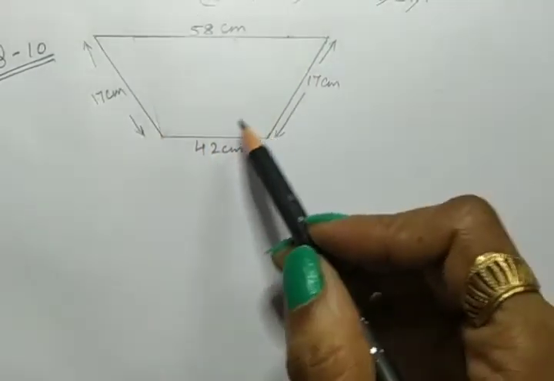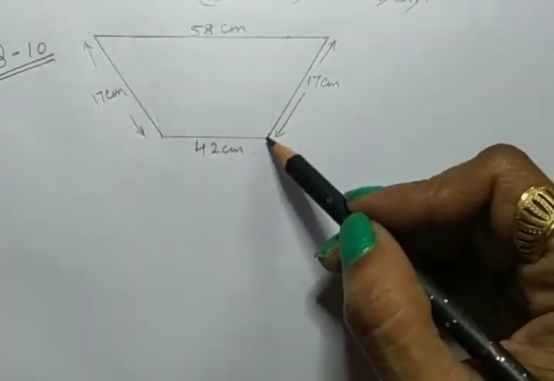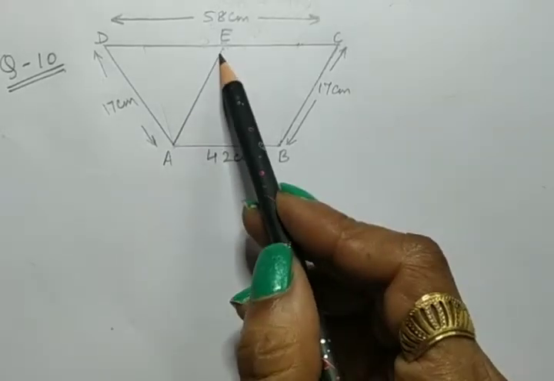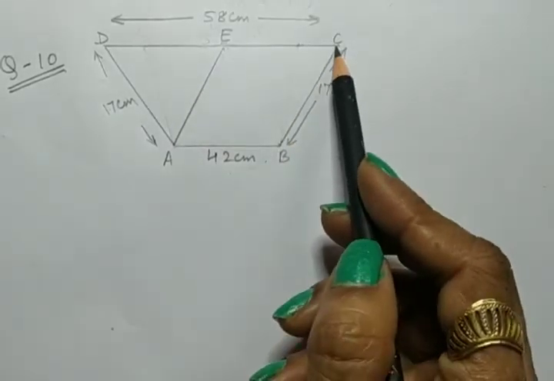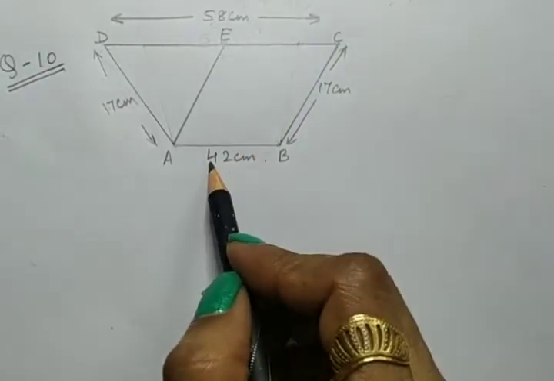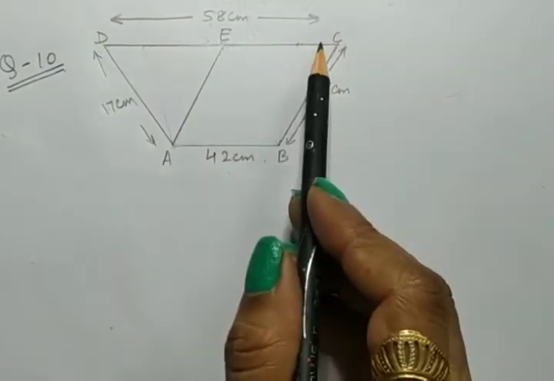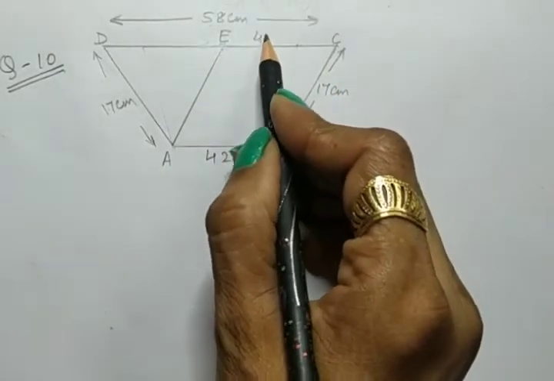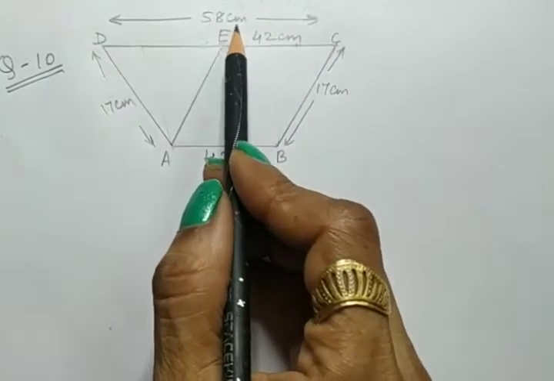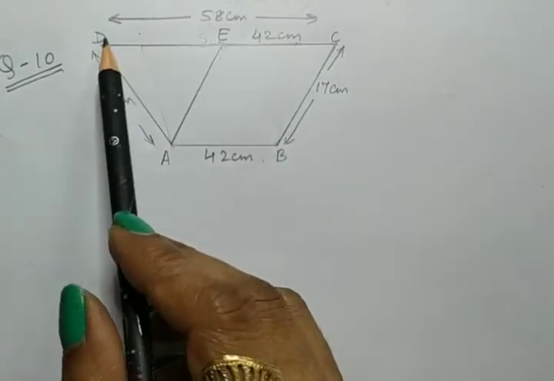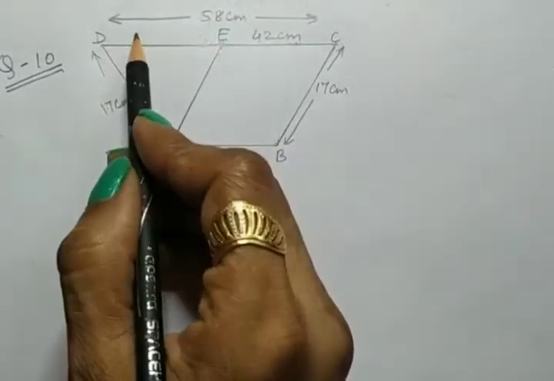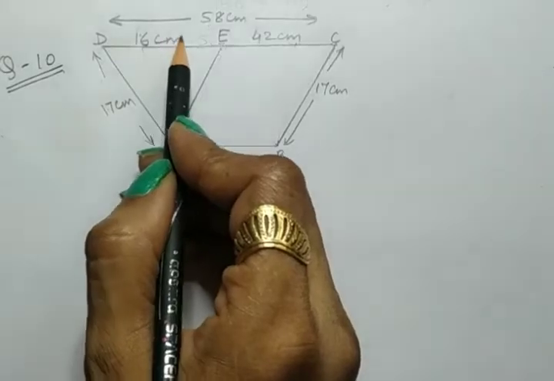To solve this question, we have to draw a parallel line to this side. Like this, we have to draw a line AE parallel to line BC. Now, this is a parallelogram where the length of AB is 42 cm and the length of CE will also be 42 centimeters. The length of DE will be 58 centimeter minus 42 centimeter. That is length of DC minus EC. So we will get the length of DE, and that is 16 centimeters.